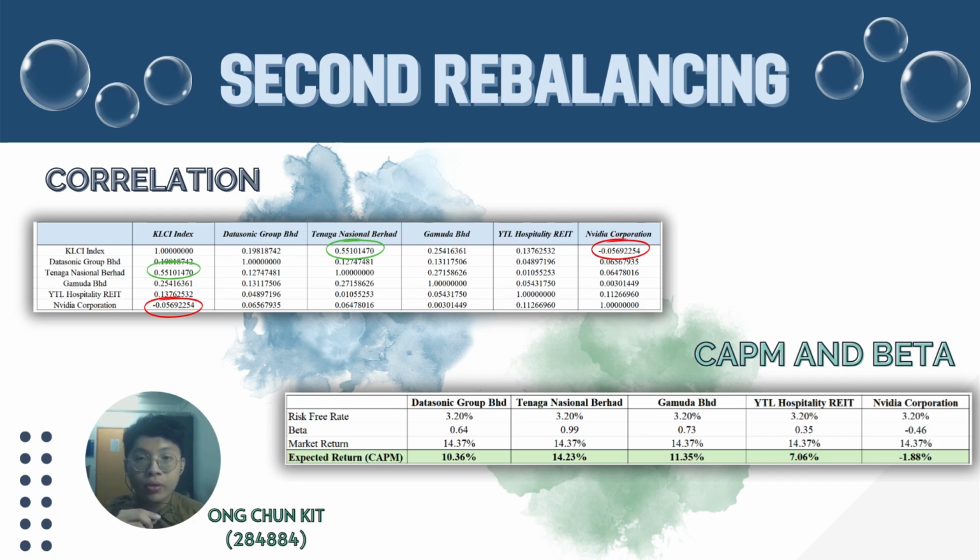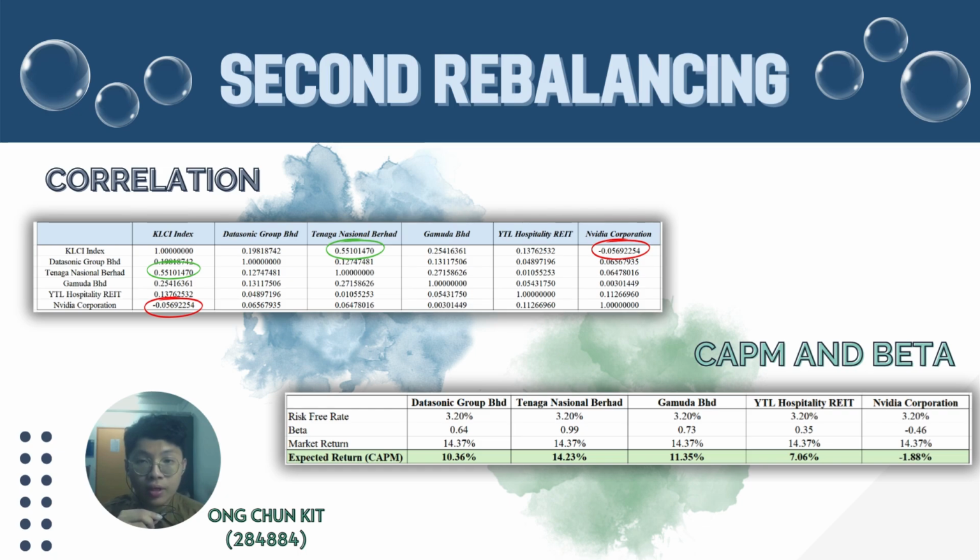But only TMB and NVIDIA Corporation show a different answer. TMB has a strong positive correlation with the KLCI index, while NVIDIA Corporation shows a weak negative correlation with the KLCI index. This demonstrates that if the KLCI index increases, the stock price of NVIDIA Corporation will move to the opposite side. In fact, NVIDIA Corporation offers greater diversification than the other securities relative to the KLCI index.